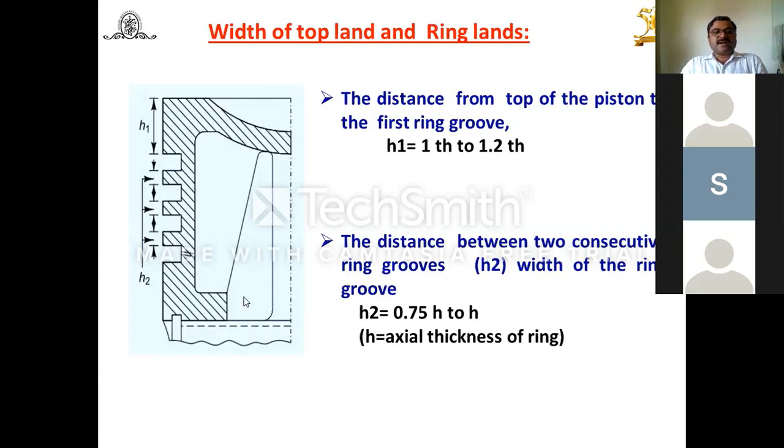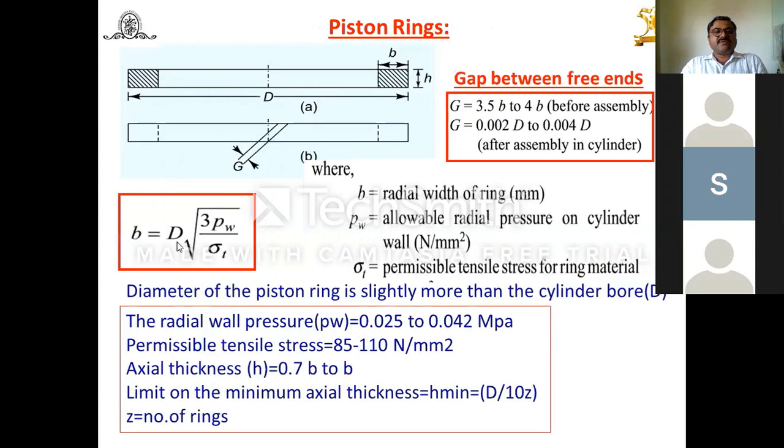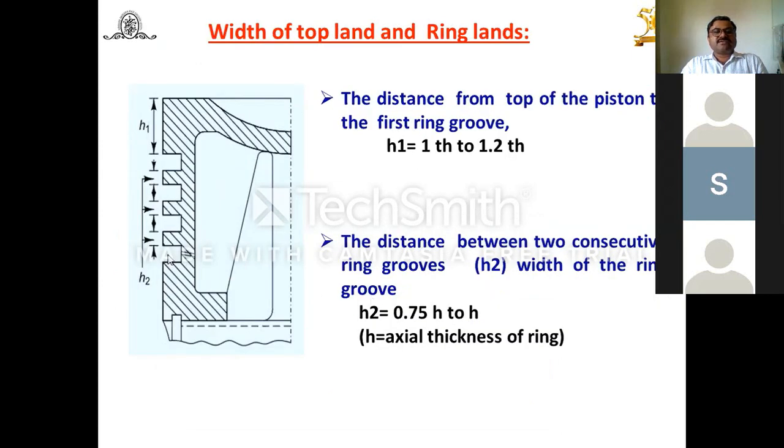Again, second, here H2. That means we have already found this H, which you have got from B, the radial width of the piston ring. Now to decide this H2, this gap here, you will get 0.75 times the H, having the same axial thickness as the piston rings. So you will get H1 and H2, you can add them, and you will get the total dimensions.